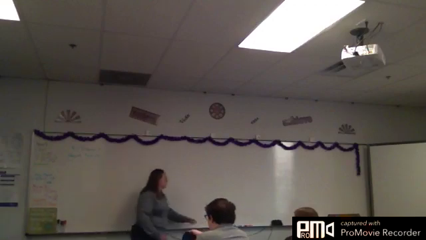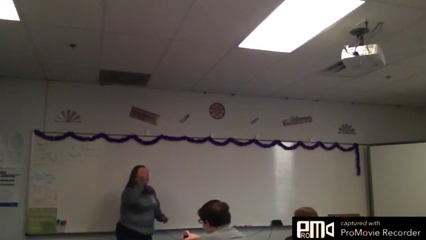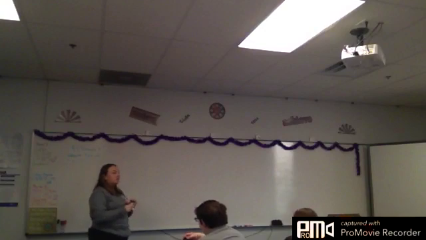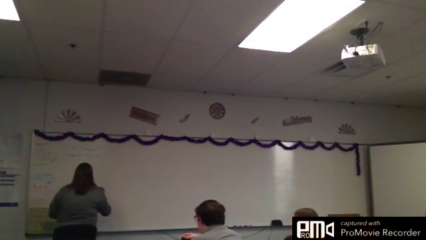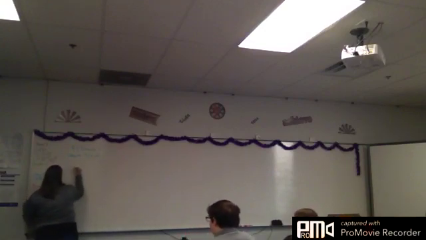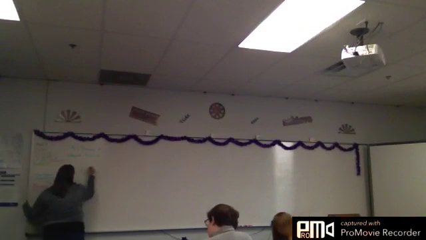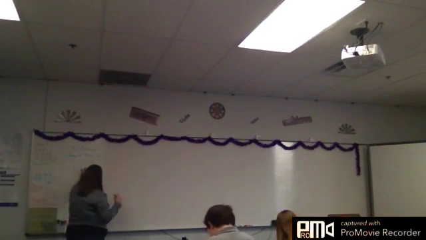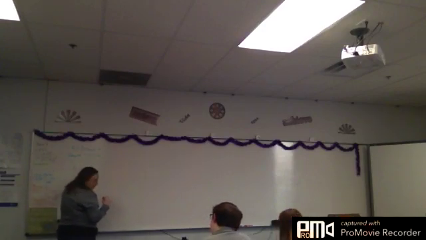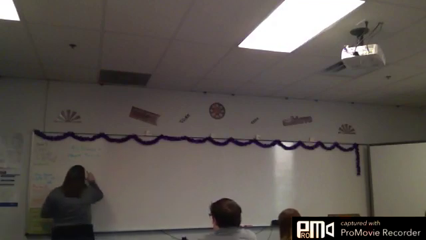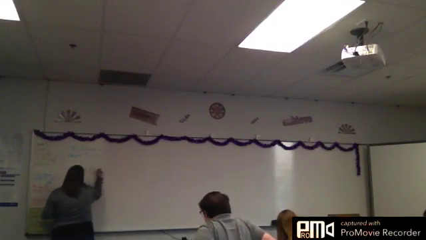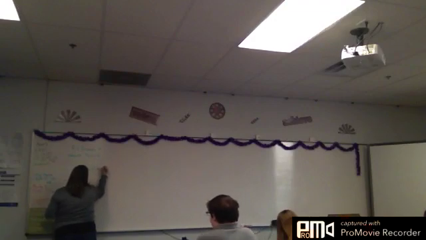A squared plus B squared equals C squared. So the distance, d, equals the square root of x2 minus x1 squared plus y2 minus y1 squared. It's not plus, it's minus.